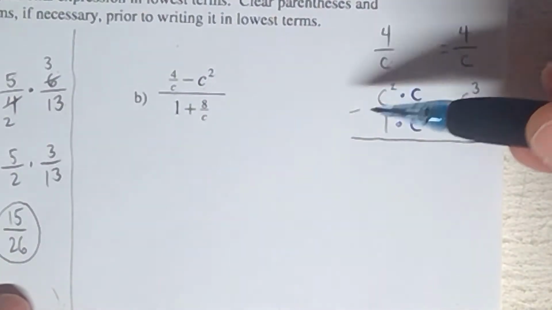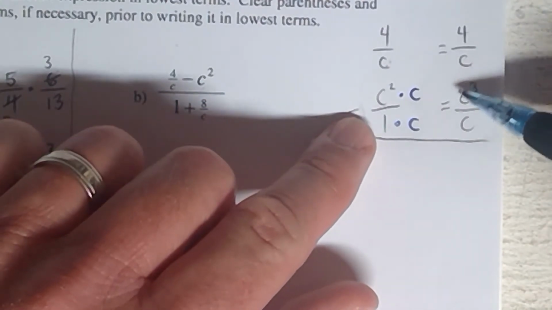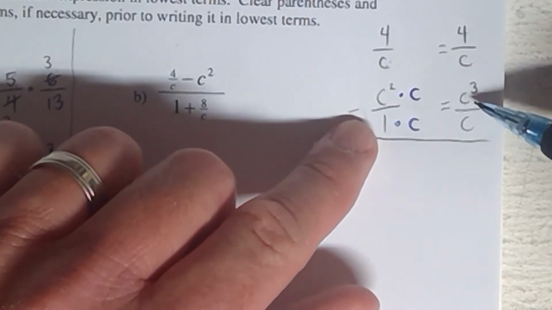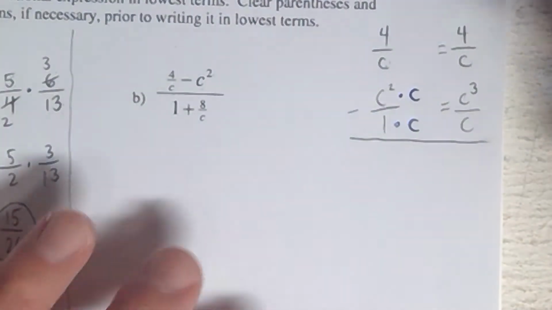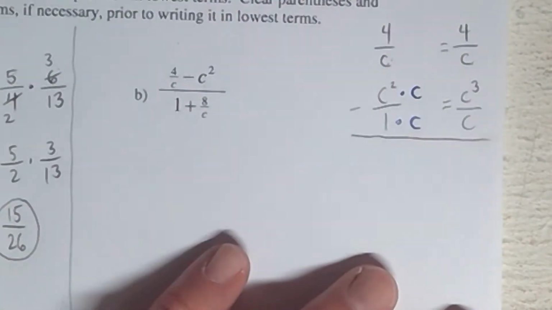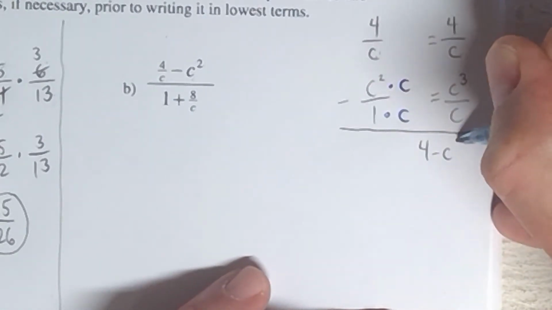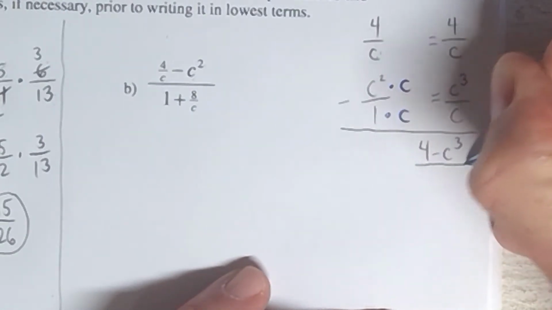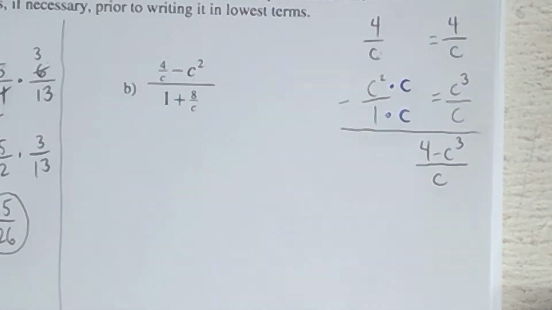Now we're ready to subtract. And like I said in the last section, if you're subtracting but you only have one term in the numerator that you're subtracting, you don't need to do that sign changing stuff. Just say 4 minus C cubed just as it looks. Like this. And remember, those aren't like terms, so don't try to combine them. Just say 4 minus C cubed.